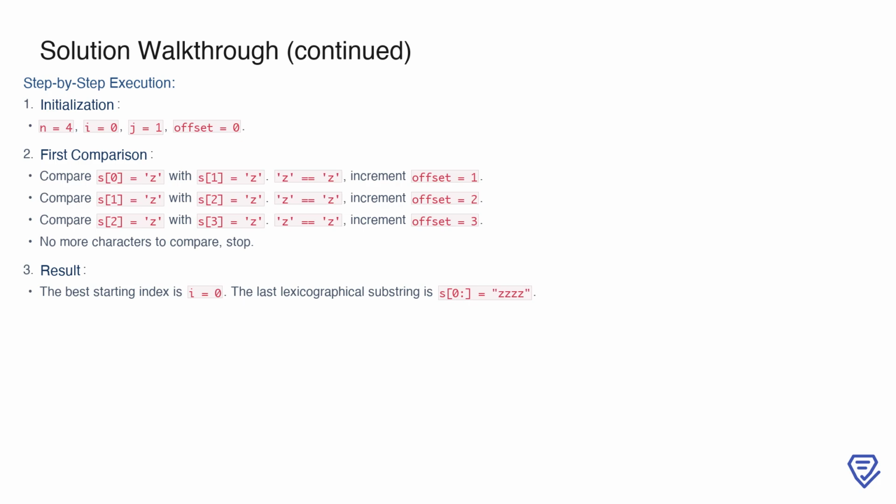With offset equals 1, we compare s[1] equals z with s[2] equals z. Once again, the characters are equal, so we increment offset to 2. Next, with offset equals 2, we compare s[2] equals z with s[3] equals z. The equality persists, so we increment offset to 3. At this point, there are no more characters to compare. The best starting index remains I equals 0, and the last lexicographical substring is the entire string, s[0:] equals "zzz". This example demonstrates how the algorithm handles strings with repeated characters efficiently.